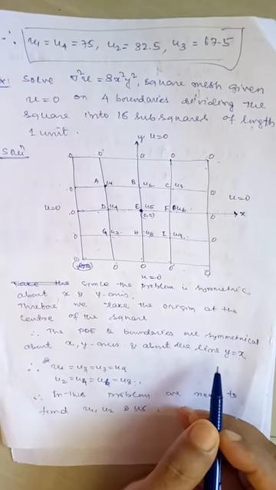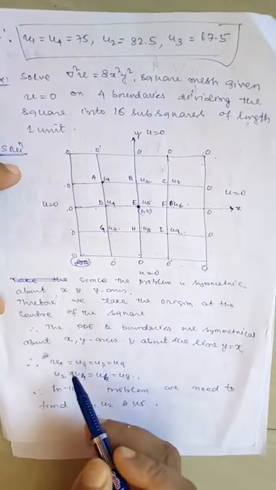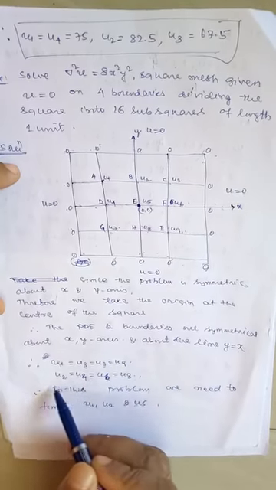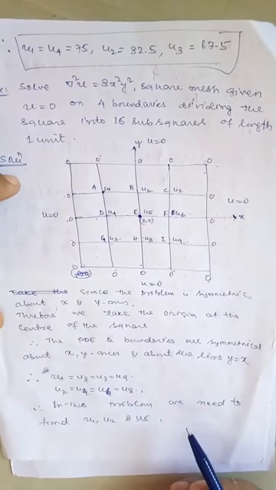Now from the symmetric point of view, we can have the relation u1 equal to u3 equal to u7 equal to u9, and u2 equal to u4 equal to u6 equal to u8.